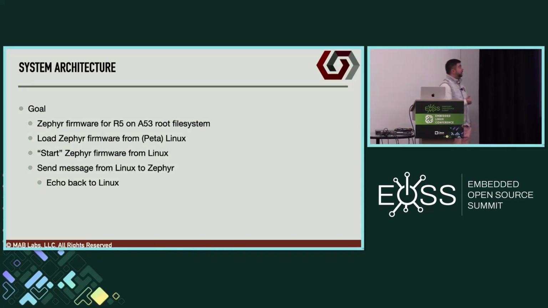So the goal is to create a Zephyr binary targeted for the R5, resident on the A53 RFS. We're going to load the firmware from the PetaLinux side and start it, and then send a message from Linux to Zephyr. The expectation is that we should get that message back on the Linux side as well.